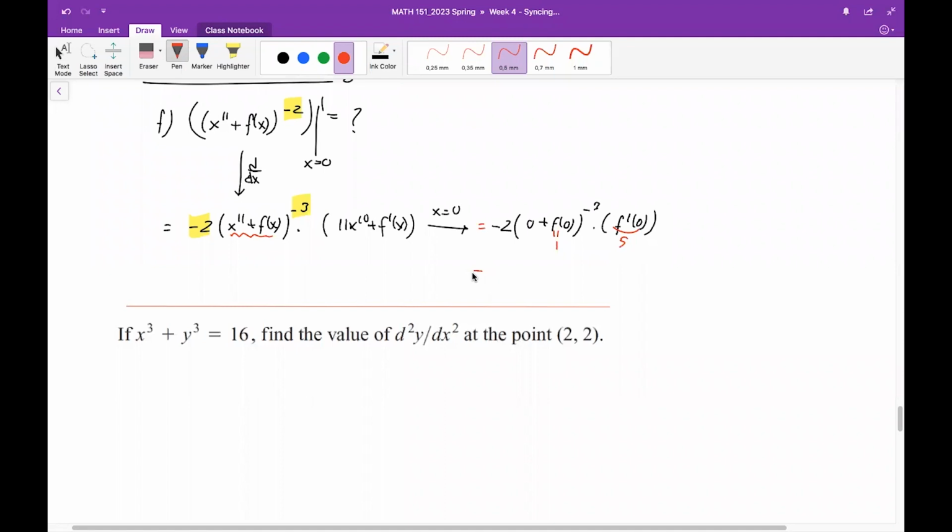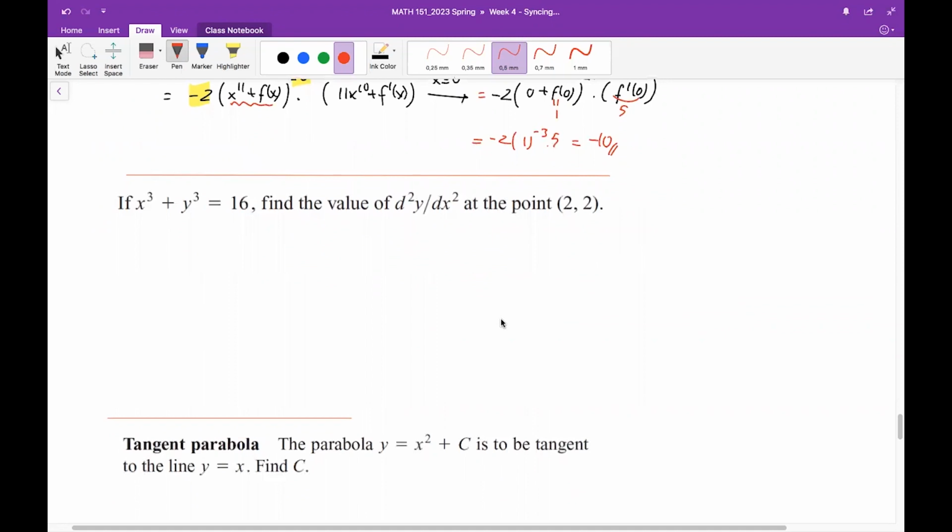So the result is, what is it? Minus 2 times 1 to the power minus 3 times 5. So this is, I guess, minus 10. Okay. Any questions? Any comments? Okay, let's move on. This example we will cover.